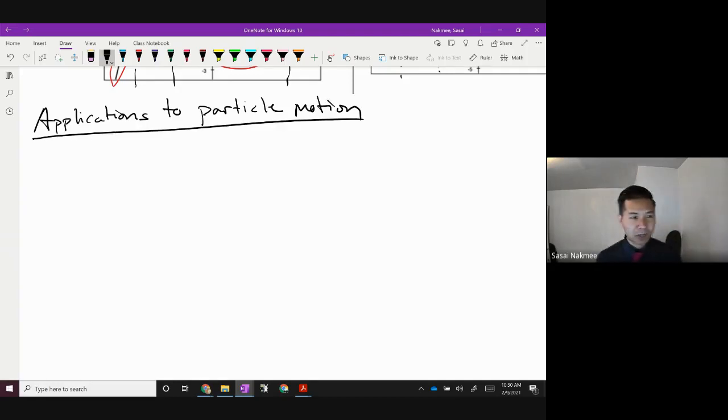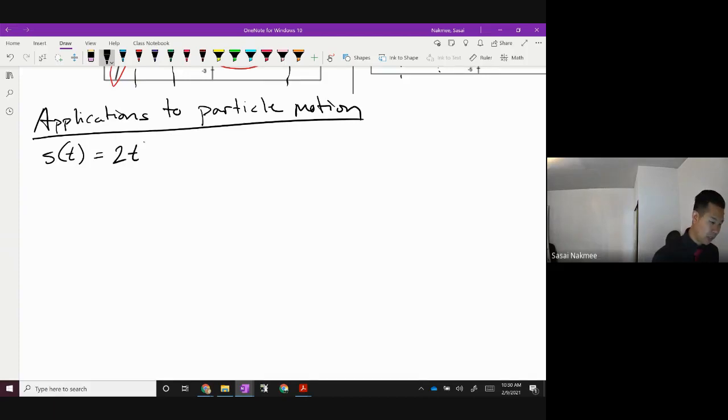So with particle motions, they give you a function as position. So it's usually like s of t or x of t or something like that to tell you what the position is of a particular particle. So for example, I could have something like this. S of t is equal to 2t cubed minus 14t squared plus 22t minus 5. And if I'm looking at, for example, when t is equal to 0, the position is going to be equal to -5.